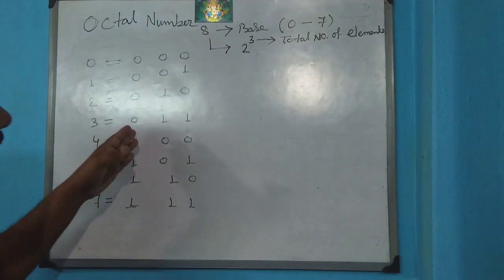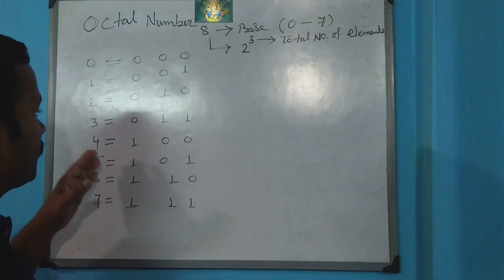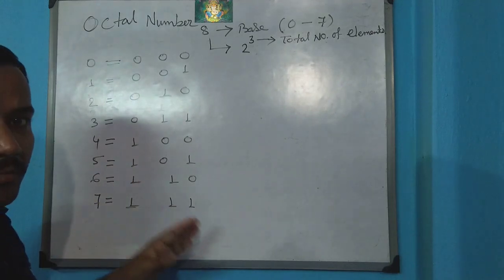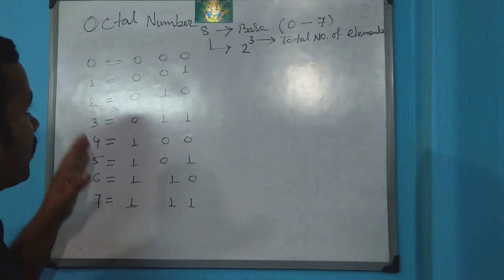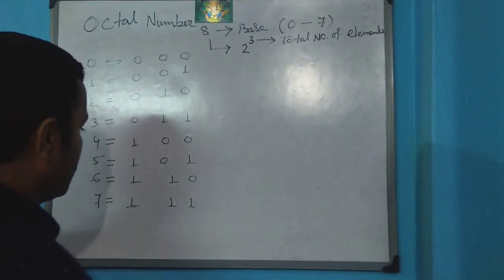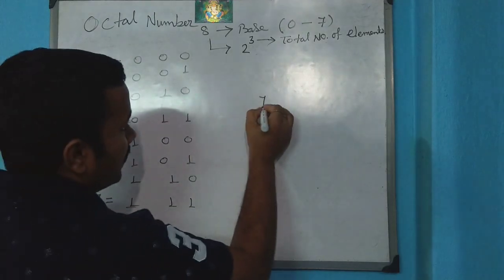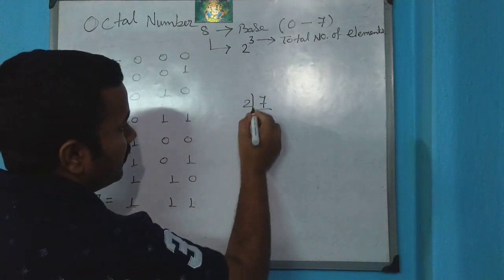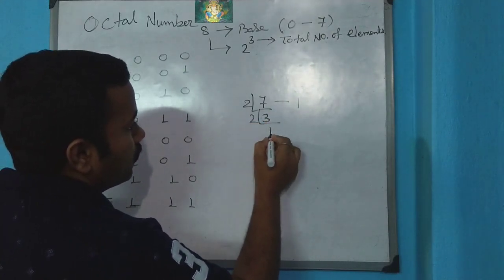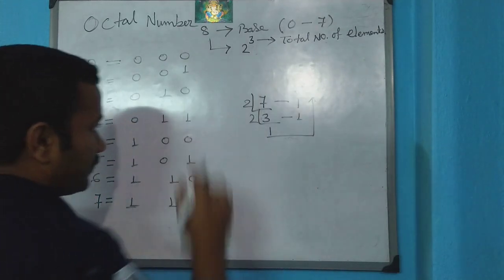So what is this number now? And how do we get the number from an octal number to a decimal number, or an octal number to a binary number? First, suppose 7. If you calculate 7 divided by 2, then the remainders are 1, 1, and 1. That means 1, 1, 1.